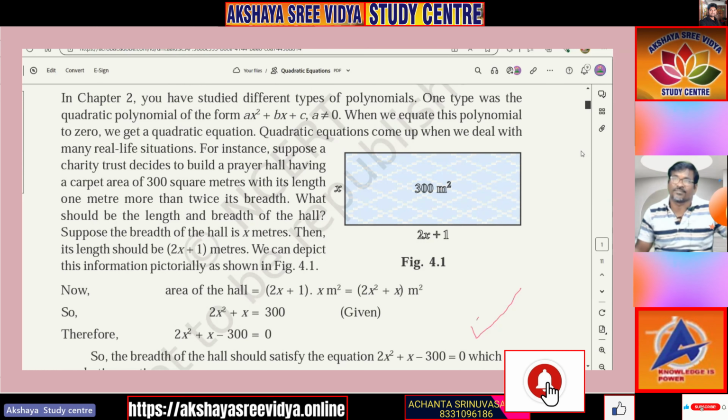Now area of the rectangle is length into breadth. Length is equal to 2x plus 1. Breadth is equal to x. 2x plus 1 into x is equal to 2x square plus x. But totally it is 300 meters square. So 2x square plus x is equal to 300. Therefore, 2x square plus x minus 300 is equal to 0. It is clearly a quadratic equation. So, the breadth of the hall should satisfy the equation 2x square plus x minus 300. Now we can solve for the x value. The length and breadth we have to find. Okay.